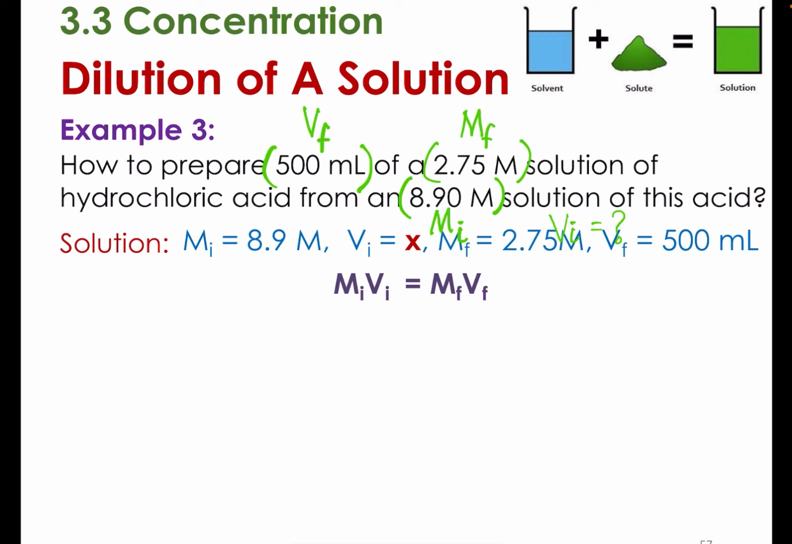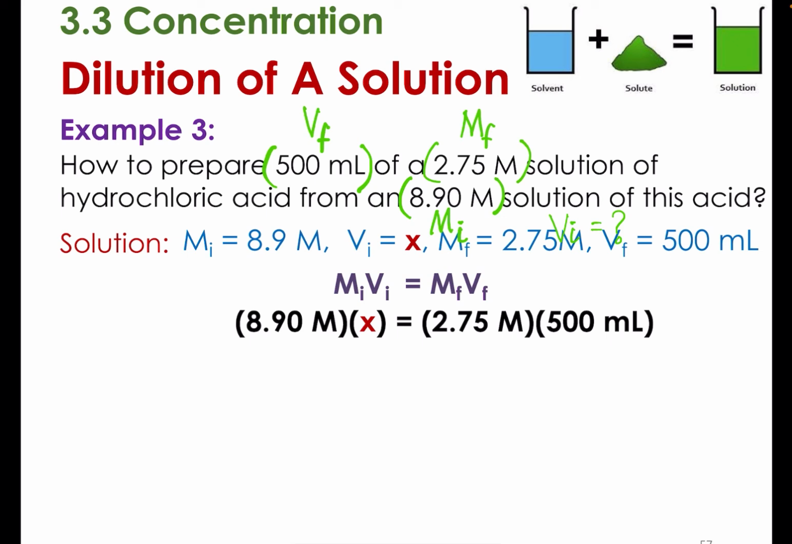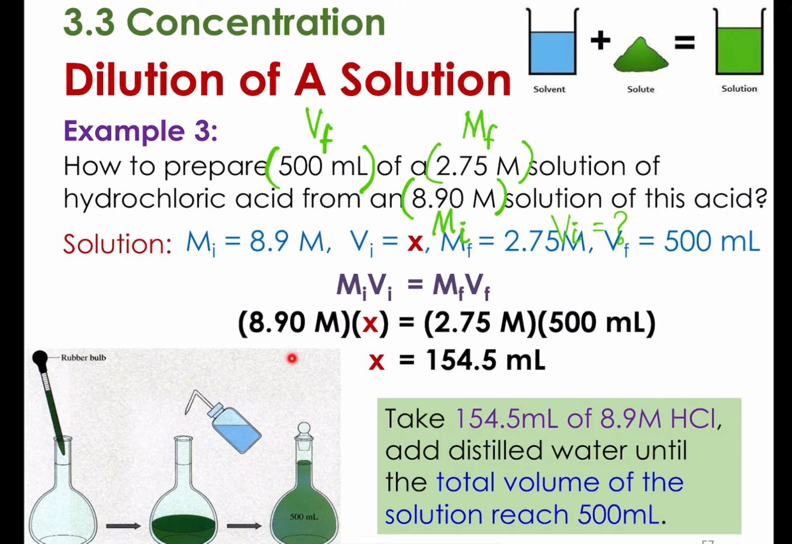Dan saya masukkan semua nilai. And I got my VI, my X here, which the initial volume before the dilution. Calculate and you will get the value 154.5 milliliter. And then ingat, kalau dalam ni awak guna volume dalam ml, pastikan X yang awak dapat dalam unit yang sama, ml.